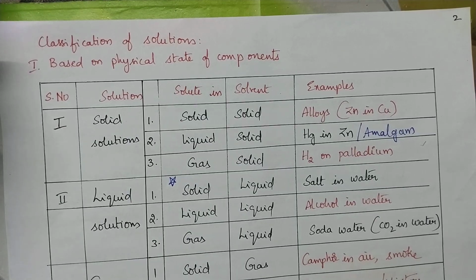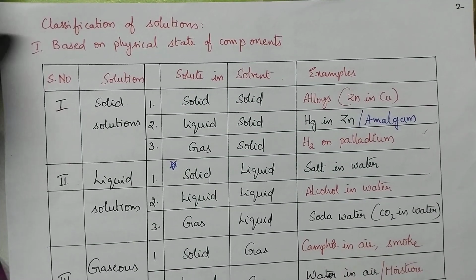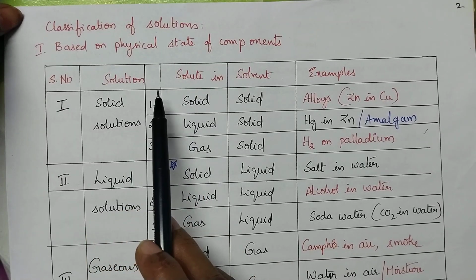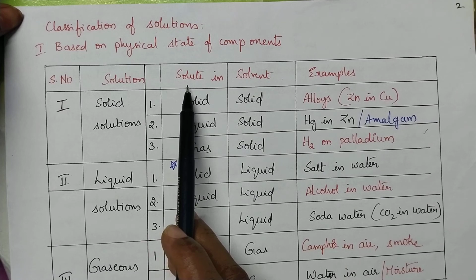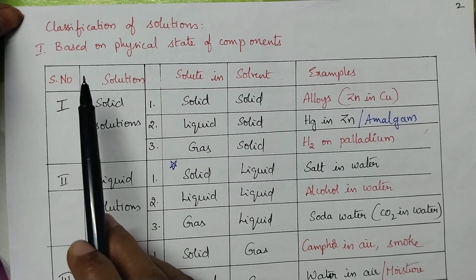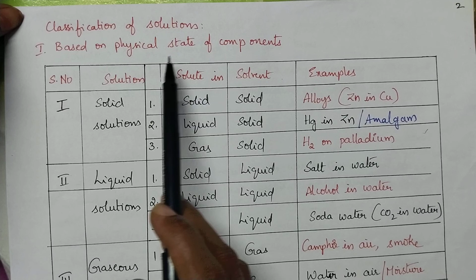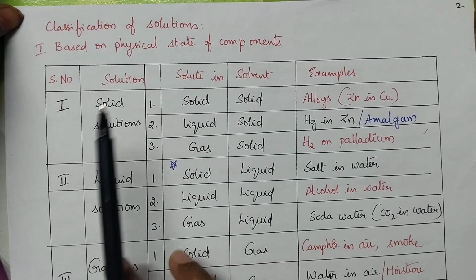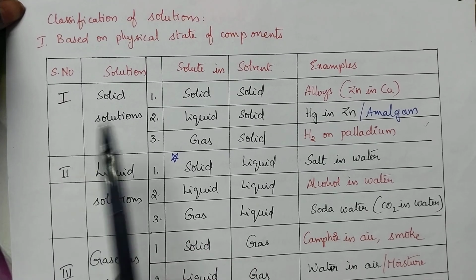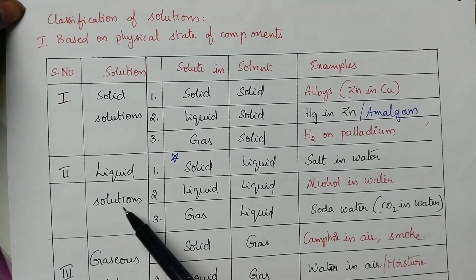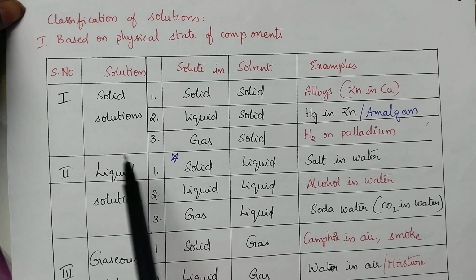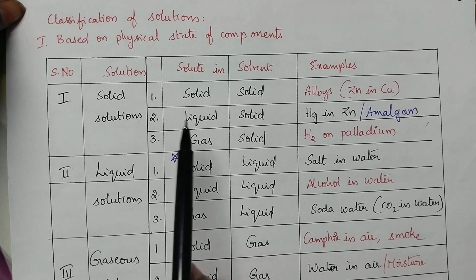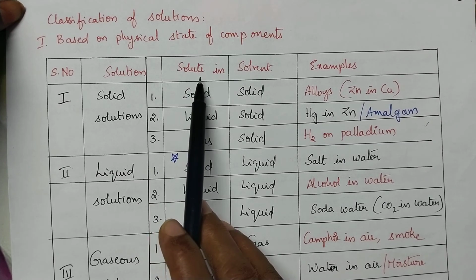Coming to the classification of solutions, they can be classified either based upon the physical state or based upon the relative amounts of the solute present in the solution. Coming to the classification based upon the physical state, all the solutions can be classified into three categories, namely solid solutions, liquid solutions, and gaseous solutions. Again, each category can be classified into three types based upon the physical state of the solute.